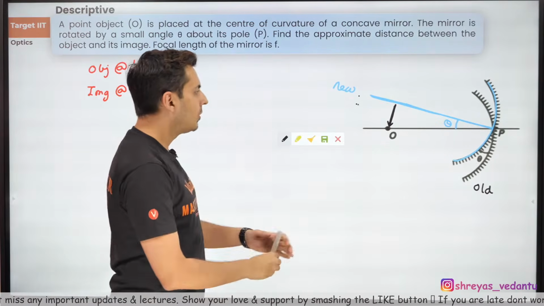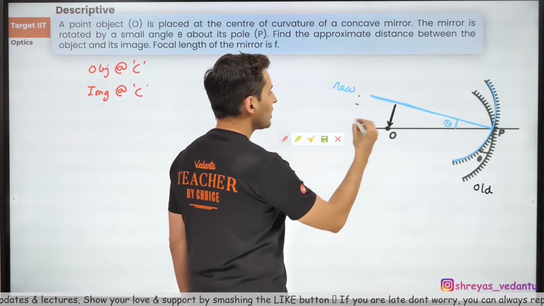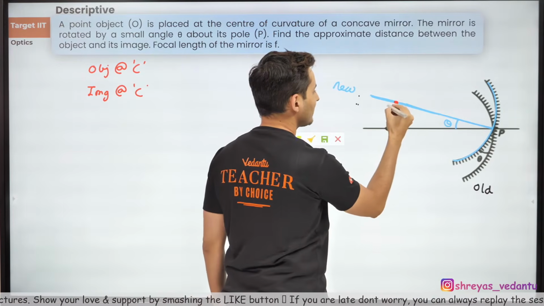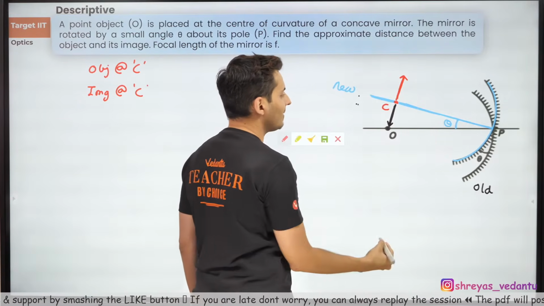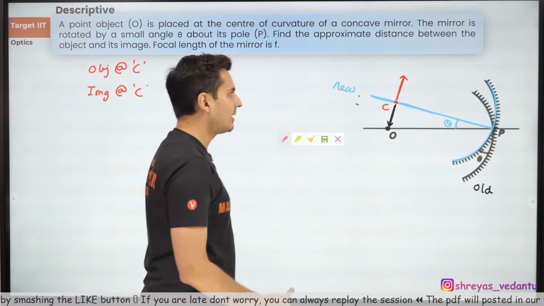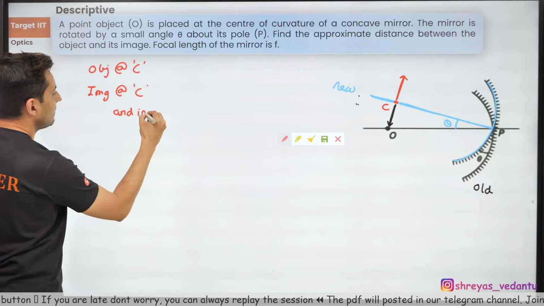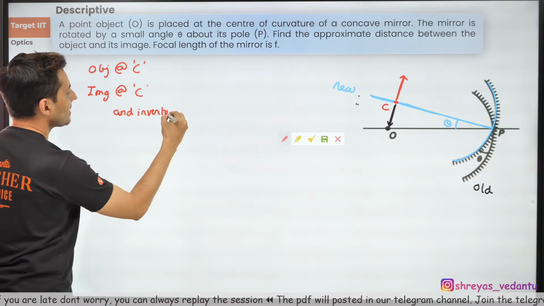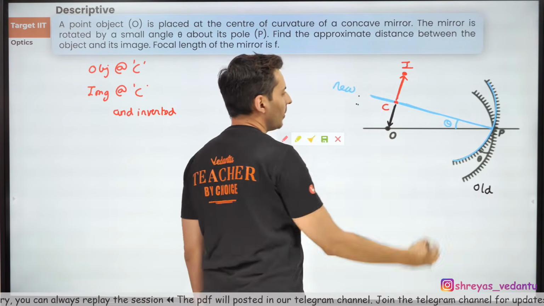That's it. So if this is the object, we all know that the image will be formed, because this is the center of curvature, at the center of curvature only. In fact, it is inverted. The image is at C and inverted. We all know this. So this is where the image is going to be formed.